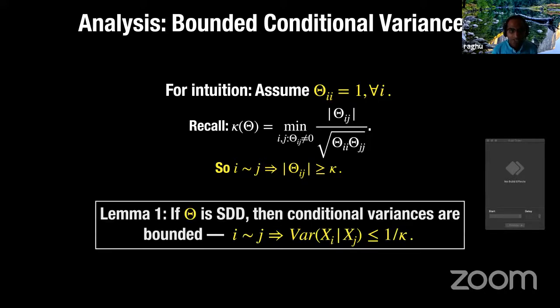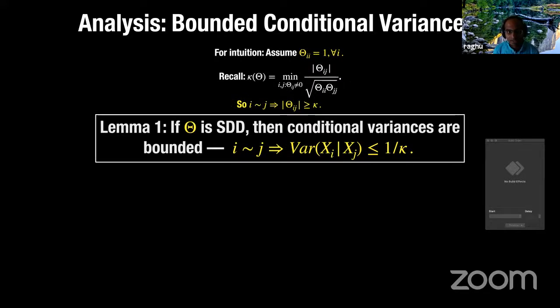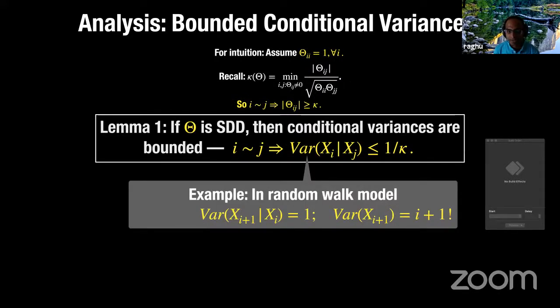And what we show is that if your matrix is SDD and satisfies this normalization, then the conditional variances are actually bounded. In particular, if I have two vertices i and j which are adjacent, then the conditional variance of x_i given any neighbor of x_i, let's say x_j, is at most 1 over kappa. And here, remember that we're thinking of kappa as a fixed number that doesn't scale with the dimension p. So it's very interesting because we're saying the conditional variance is independent of the dimension p for any SDD matrix.